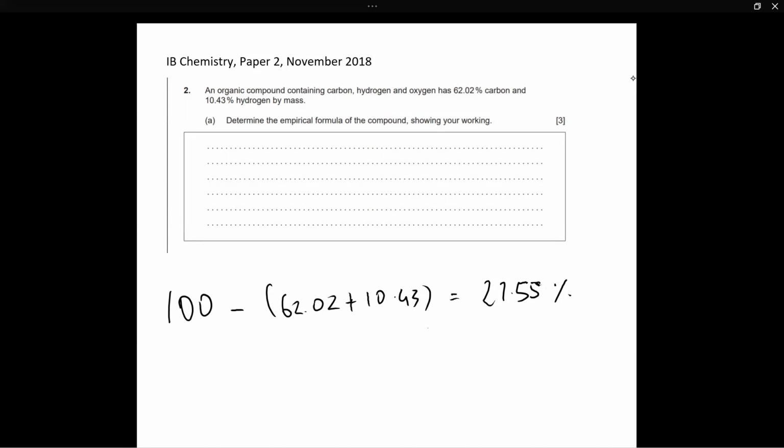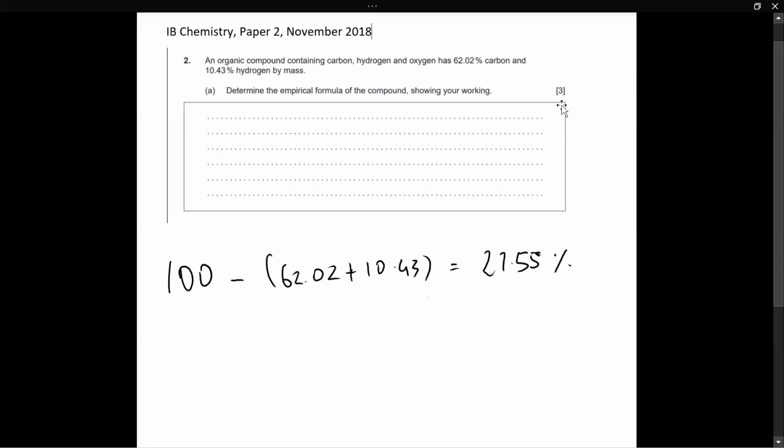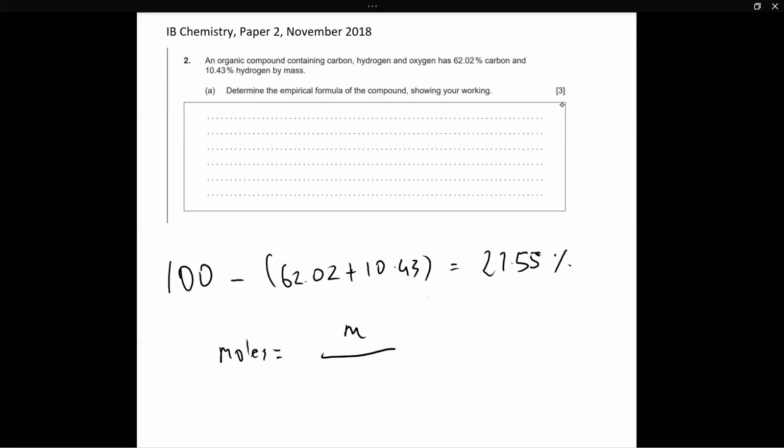And you may be thinking right now, okay, if you want to calculate the moles of carbon, hydrogen, and oxygen, the formula to calculate moles is equal to m, which is the mass of the substance in grams, divided by the molar mass of the substance. But we don't know what the mass of the substance in grams is. That's not given to us. We are only given percentages over here. So how do we get the mass in grams?